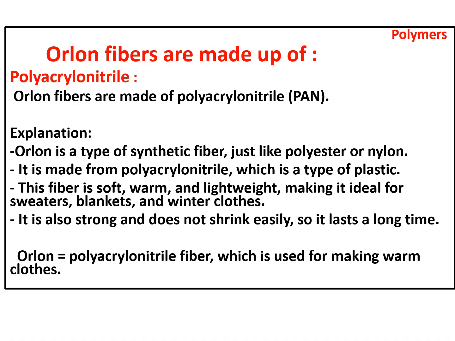Explanation: Orlon is a type of synthetic fiber just like polyester or nylon. It is made from polyacrylonitrile, which is a type of plastic. This fiber is soft, warm and lightweight, making it ideal for sweaters, blankets and winter clothes. It is also strong and doesn't shrink easily, so it lasts a long time. Orlon, polyacrylonitrile fiber, is used for making warm clothes.